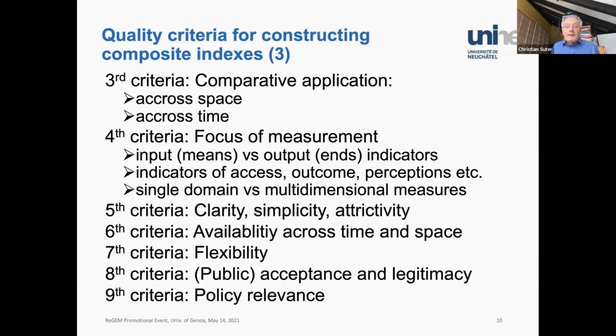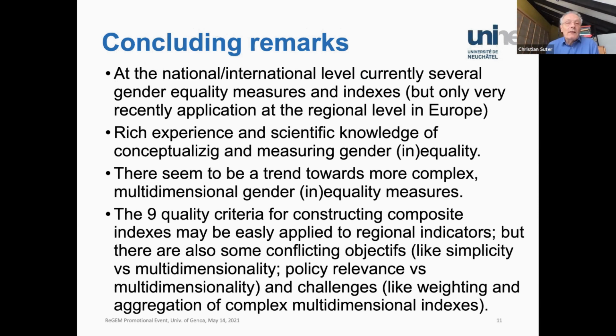The fifth criterion is clarity and simplicity. What we want is a simple measure that has a clear meaning, and it should also be attractive for communication purposes. The sixth criterion is availability across time. We should have this data available over time and space. This is an important element of the project. The data should be flexible for future adaptation. There should be a legitimacy of the data and the concept in the sense of public acceptance, and the measures should be policy relevant. So these are the quality criteria we should apply to these measures of gender equality.